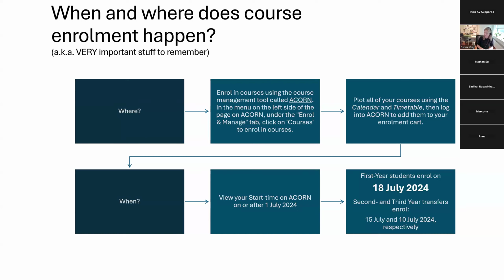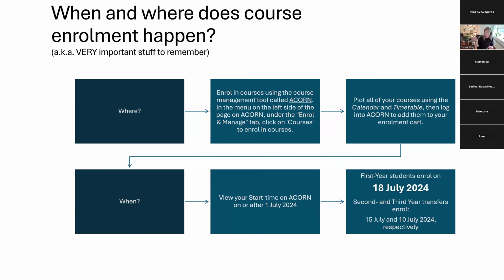On the left-hand navigation, there is a tab for enroll. You click on it and a menu pops up to show you the option to enroll in courses or programs. You want to choose courses. Plot all of your courses using the calendar and the timetable, and then log into your account on Acorn to add them to your enrollment cart. So on Acorn, you can log in now, really, and add them to your enrollment cart. And your enrollment cart is kind of like online shopping.